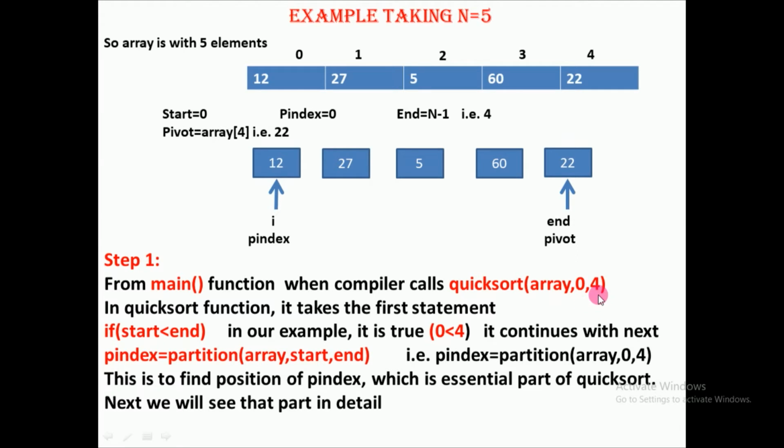Then in the quicksort function, it takes the first statement, that is the base condition or termination condition. If start less than end, in our example it is true, that is 0 is less than 4, so it is true. It continues with the next statement, p index is equal to partition array start end. That is nothing but p index is equal to partition array 0, 4. So this is to find the position of p index, which is an essential part of quicksort. Next we will see that part in detail.